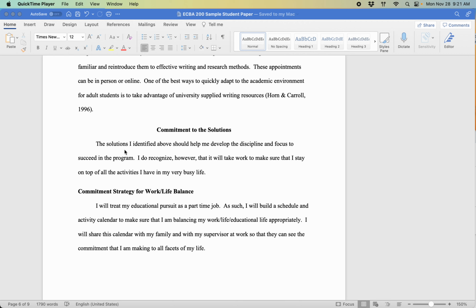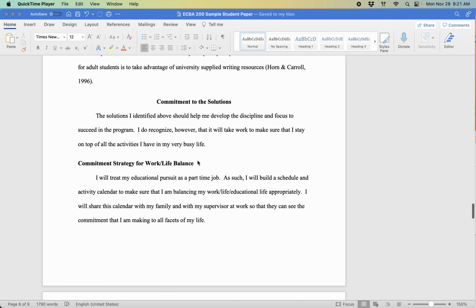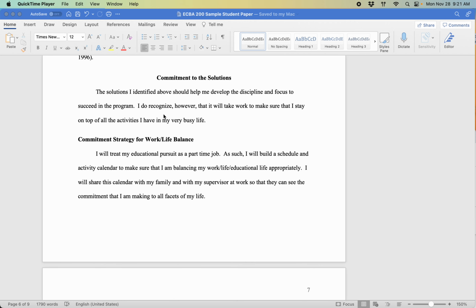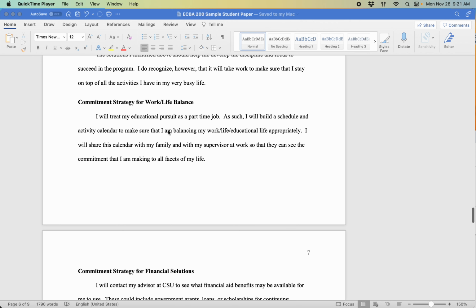I'm going to read through these. The solutions I identified above should help me develop the discipline and focus to succeed in the program. I do recognize, however, that it will take work to make sure I stay on top of all the activities I have in my very busy life. And so the first one I provided was a commitment strategy for work-life balance. I will treat my educational pursuit as a part-time job. As such, I will build a schedule and activity calendar to make sure I am balancing my work-life educational life appropriately. I will share this calendar with my family and with my supervisor at work so that they can see the commitment that I'm making to all facets of my life.